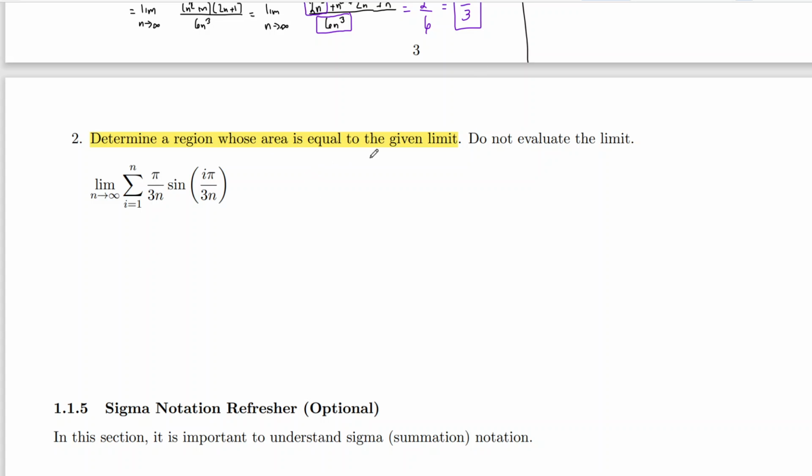So let me go ahead and write that. We want what is f of x. So what is the function we're finding the area under the curve? And on A to B, so what is A and what is B? Well, there's actually a pretty quick way to do this.